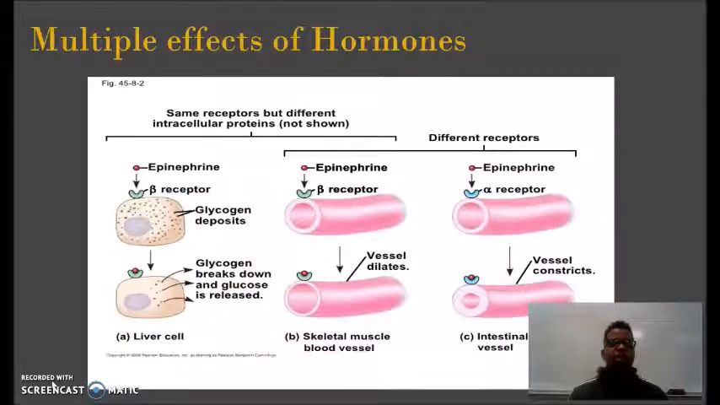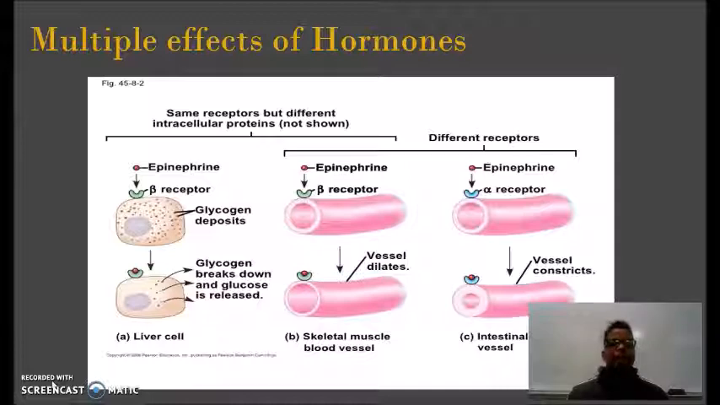And lastly, I'll be going over the multiple effects of the hormones. The epinephrine will bind to different types of cells, and in these cells it elicits different responses depending on the receptor or the type of cell that receives it. Epinephrine can bind to a liver cell or the skeletal muscle blood vessel in this example right here.